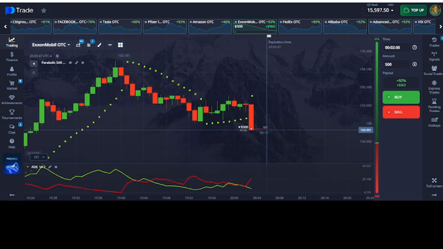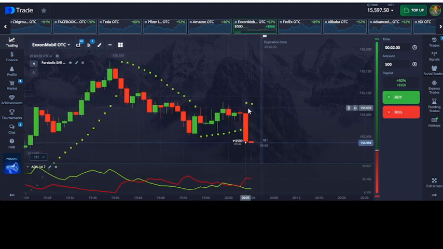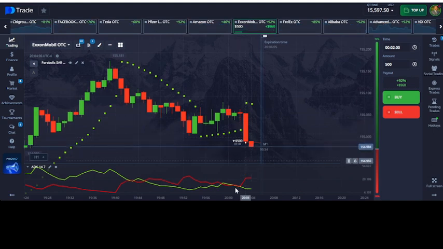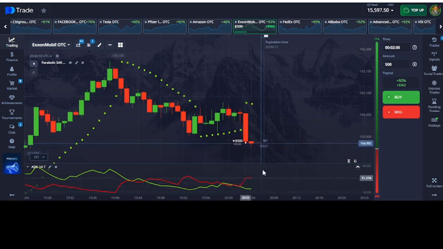Okay, so I'm on Exxon Mobil OTC, and I just took a sell trade or a put trade here. And the reason why I took the trade is the parabolic SAR dot begins to print above the candles here. In addition to that, we see a sharp cross of the minus ADX line over the green plus ADX line here in an upward direction.